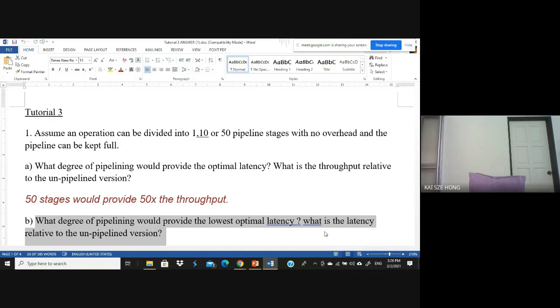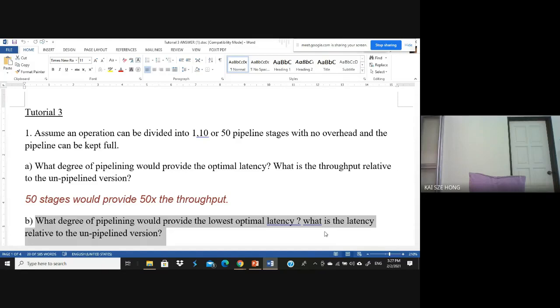Okay, still have 1 minute. Okay, I will end the poll in 20 seconds, yeah. You can guess if you want. Which one will provide the lowest optimal latency? Okay, 5, 4, 3, 2, 1.